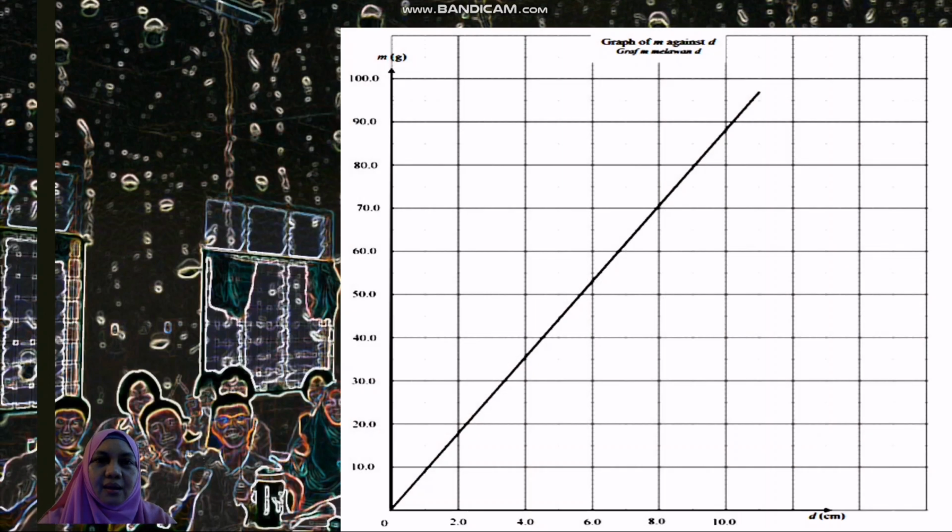Number 3, calculate the gradient K of the graph. Again, show on the graph how you determine K. Okay, so we go back to the graph, and again, how to determine a gradient. First and foremost, you draw a big triangle, and these are the 2 points along this line which we are going to use in order to determine the gradient.